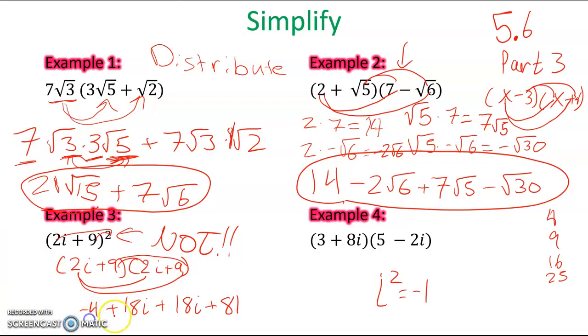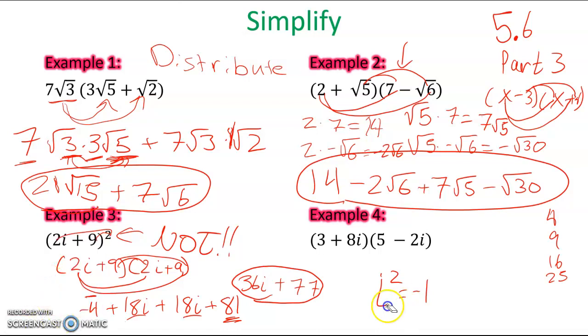Negative 4 and the 81 together, that's going to get me a positive 77. So I'm just going to write a plus 77. And then 18i plus 18i, we combine these two together to get me a 36i. All right? Just combining those together right there.